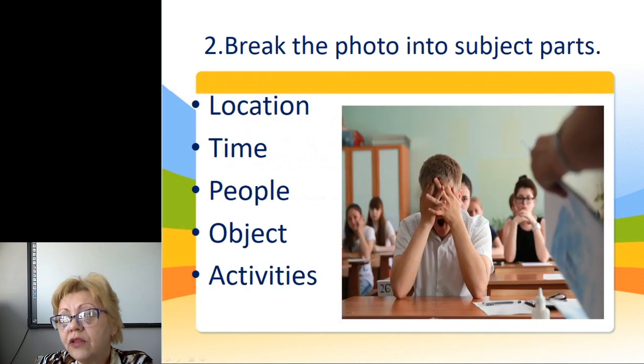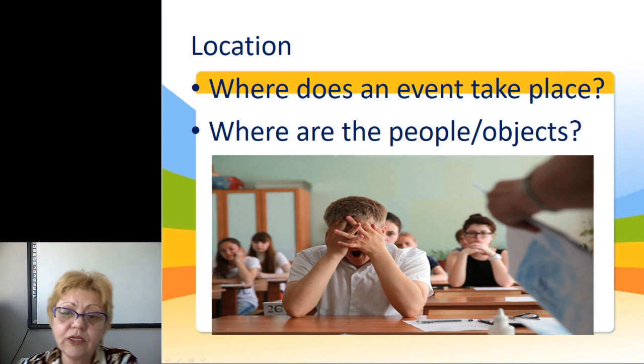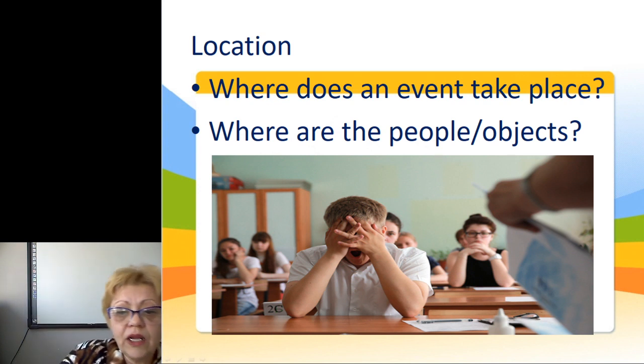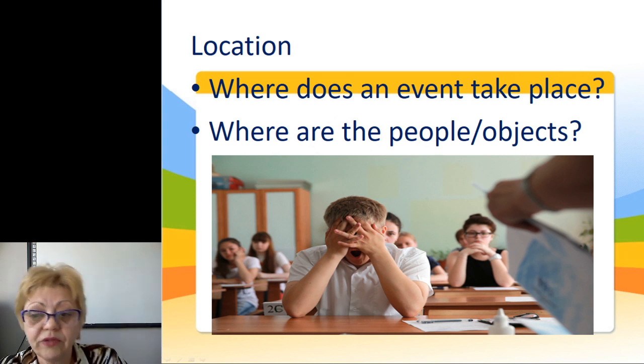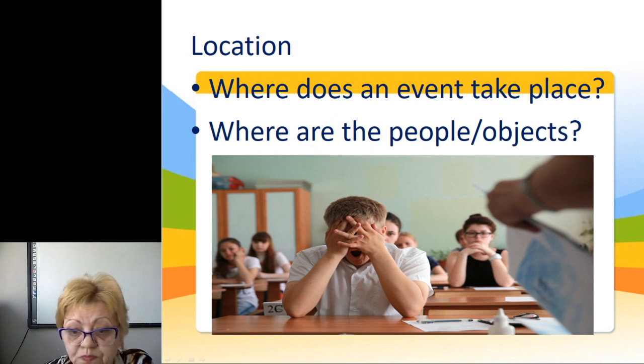Then, when you get the general idea of the picture, break the photo into subject parts. Speak about location, time, people, object, and activities. So let's take location. Where does an event take place? Where are the people? Where are the objects? So the event takes place at school, at the lesson. The students are at the lesson. The students are in the classroom.